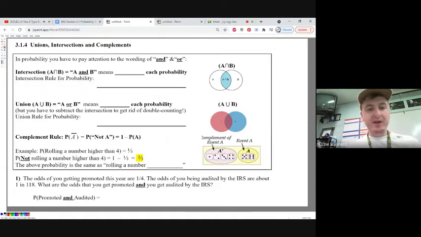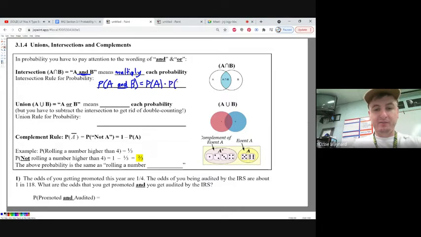So in probability, you have to pay attention to the wording of "and" or "or." There are two different things in math. The first one is going to be the "and." All right, so "and" is an intersection, meaning you have to multiply each probability. So the intersection rule for probability is the probability of A and B equals the probability of A times the probability of B.